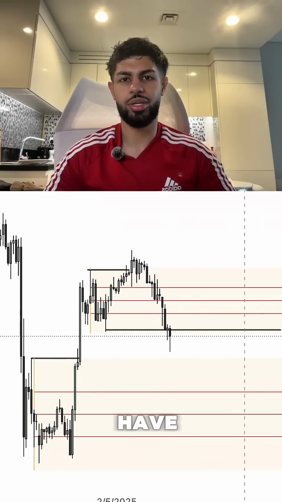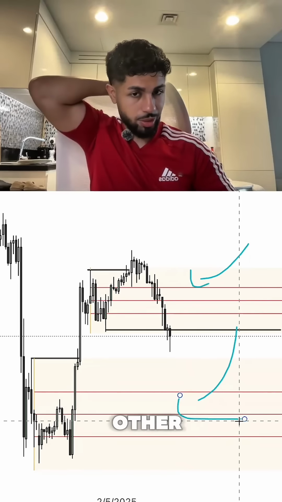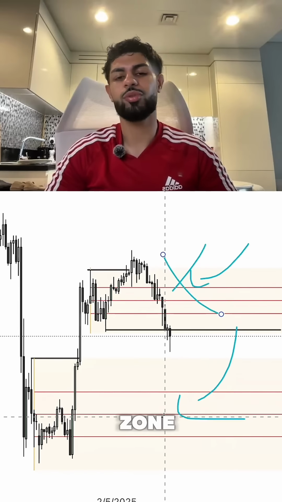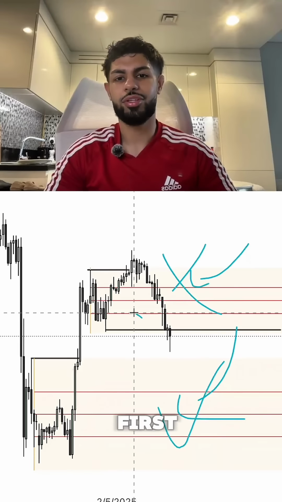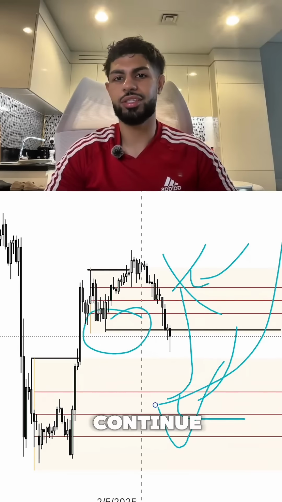Now, can you see we have two zones directly stacked on top of each other? When you have two zones directly stacked on top of each other, never trust the first zone, always trade the second one. This first one is simply liquidity to come tap into here and then continue higher.